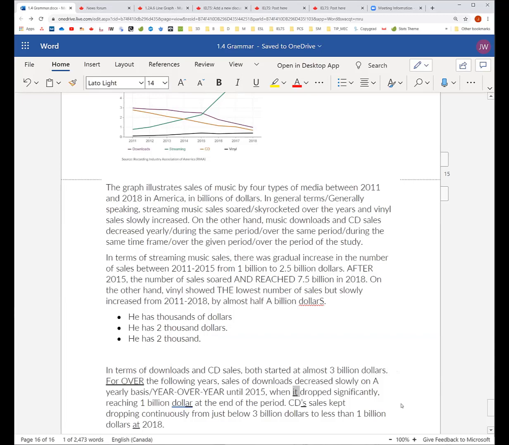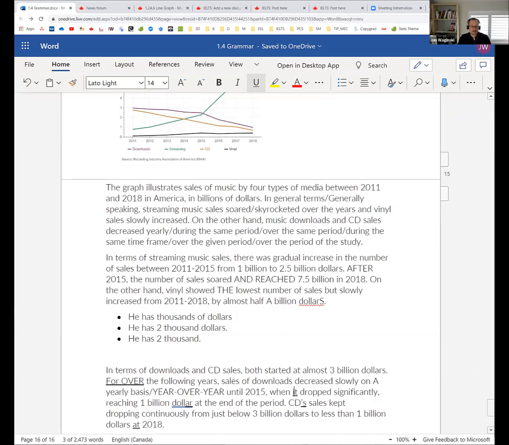Why do we have to put it was sales? Oh, it's because it will refer back to the... What is it? It's because sales of downloads. We are on the same sentence. Sales of downloads, so it's plural.